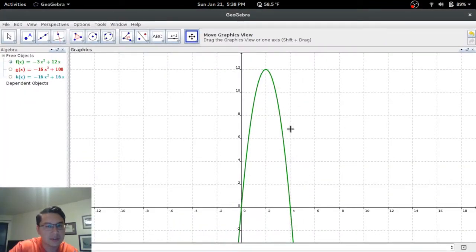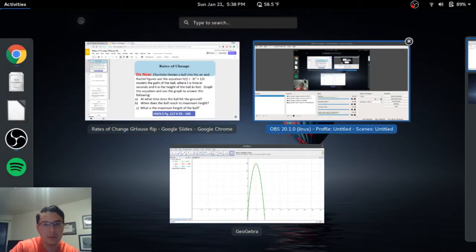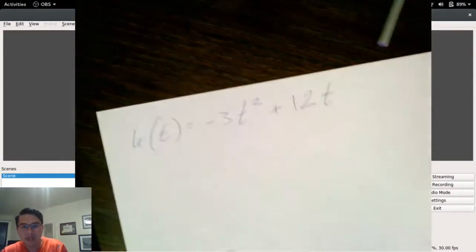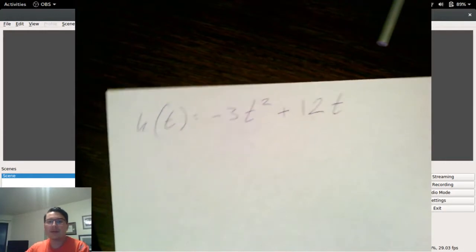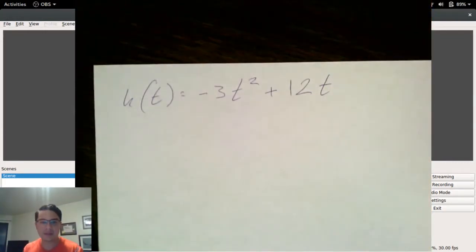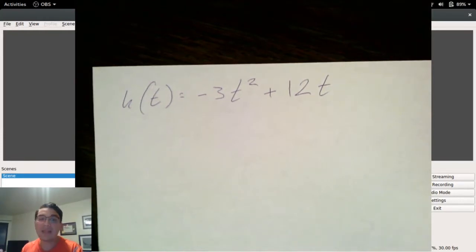You'll notice this sure does look like a parabola. So if I switch over here to this screen and I turn on my camera, there we go. Alright, so we have h of t is equal to negative 3t squared plus 12t. Well, this is just a quadratic. I mean, we're just looking at a parabola. So we want to know when the height is equal to 0.